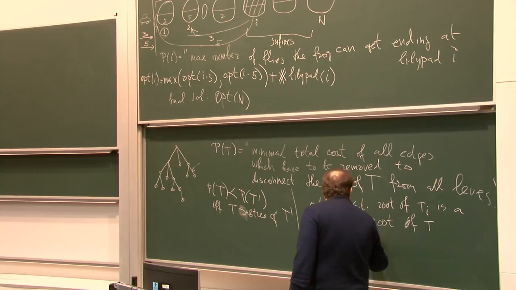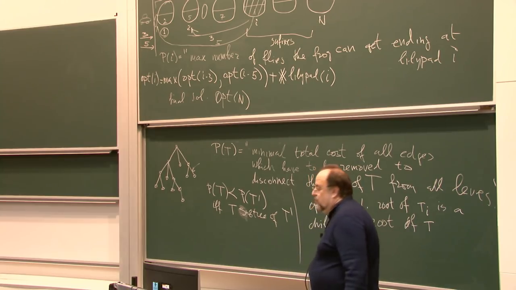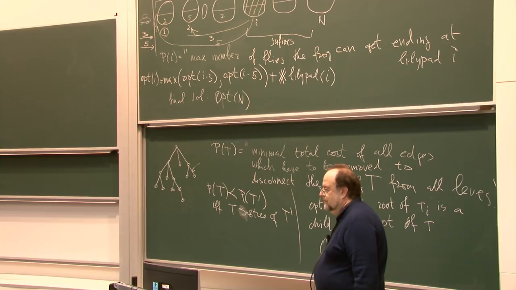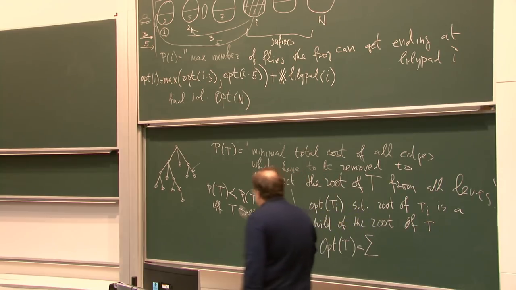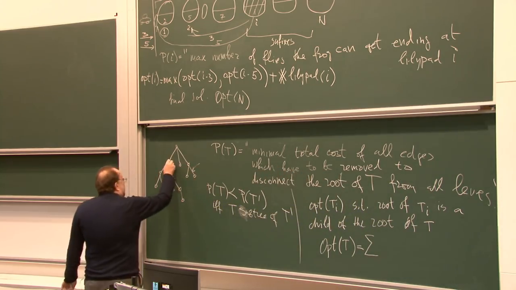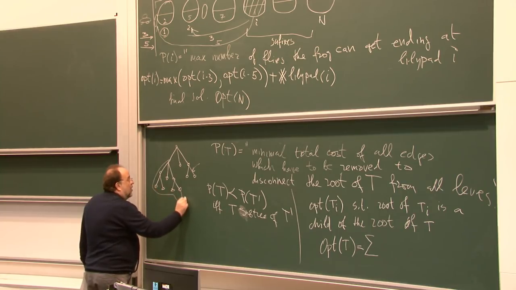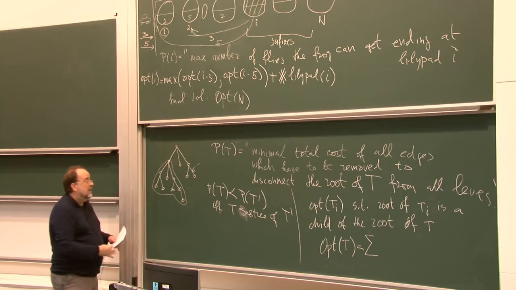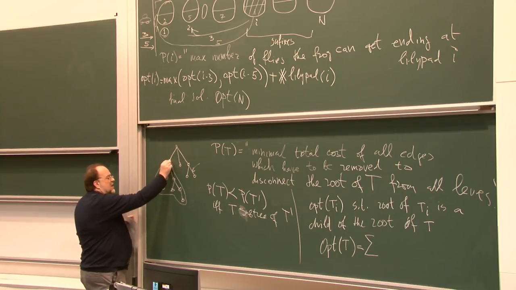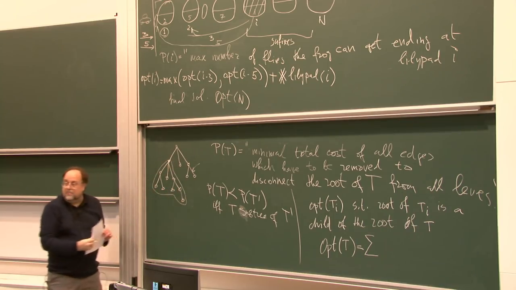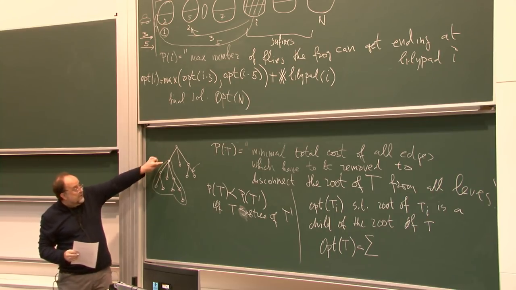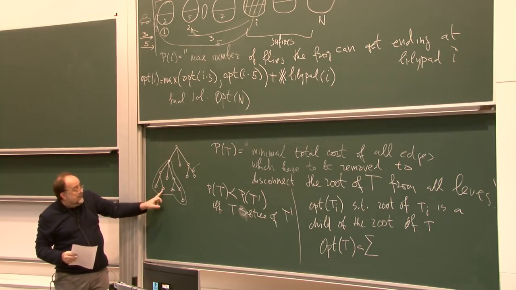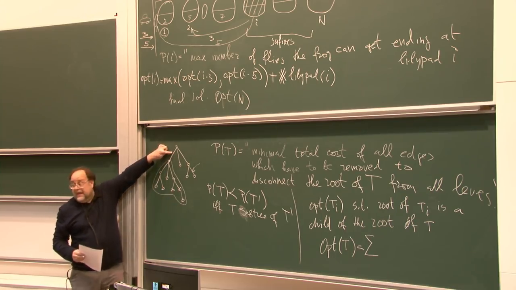It's a sum of what? Of all the children, and for every child we can see is it cheaper to cut the edge or disconnect the leaves. Exactly. So you have two options. If you know the cost of disconnecting the root from the children, then you simply look: is the total cost to disconnect the root from all the leaves smaller than the value of this edge or larger?